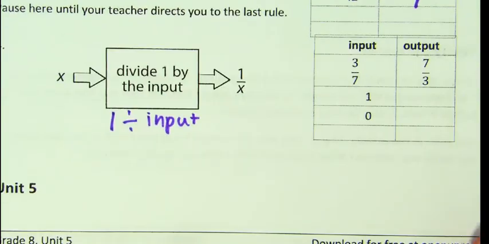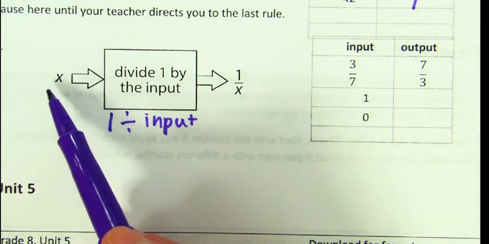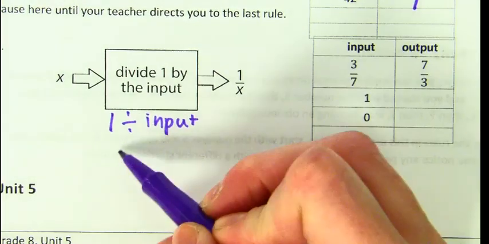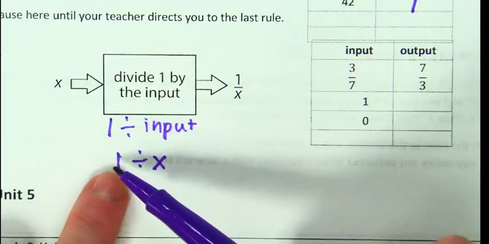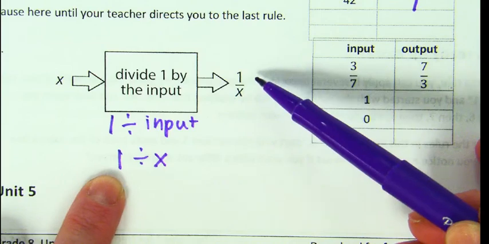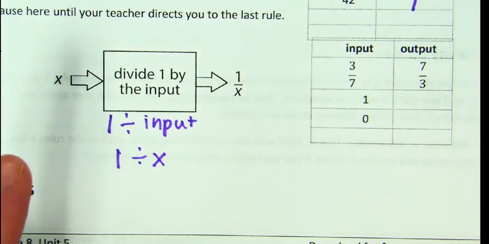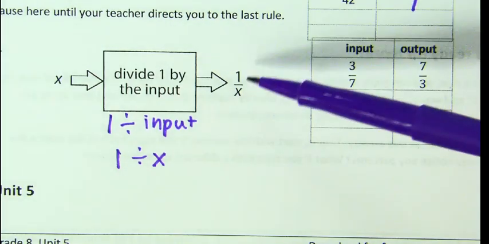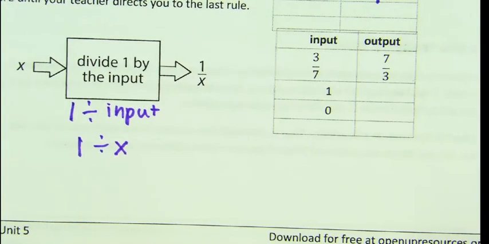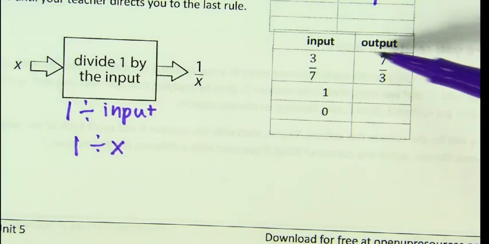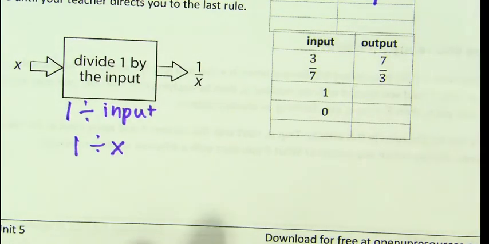So if I look at what happened here, if my input is x and my rule is 1 divided by x, do you see how 1 divided by x can be written as the fraction 1 over x? Fractions are just division, right? Top divided by bottom. Okay, so let's look over here to the side and see how this happened. I have a 7 and a 3, but they're in different positions.